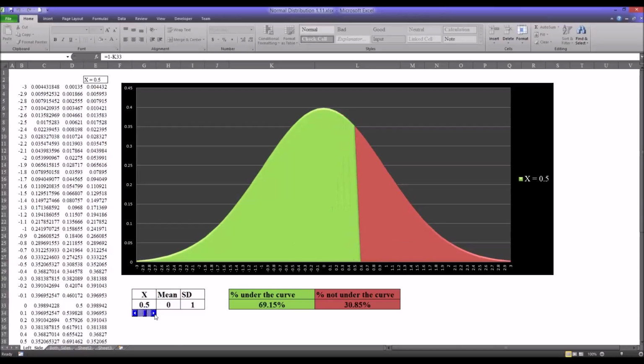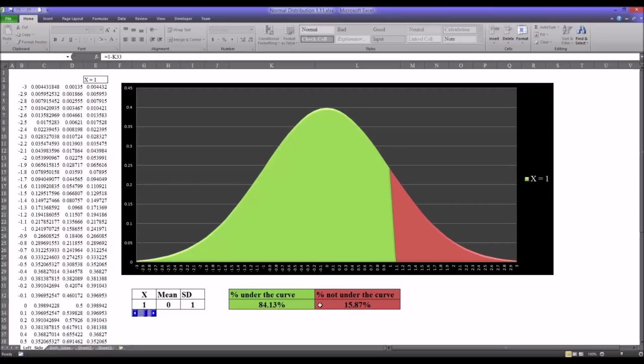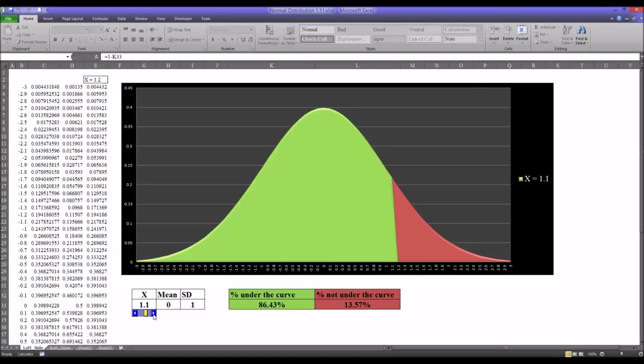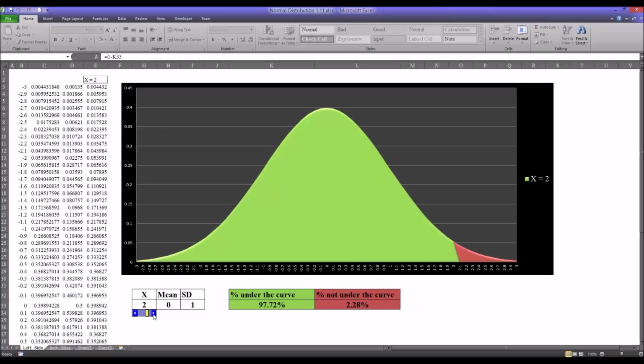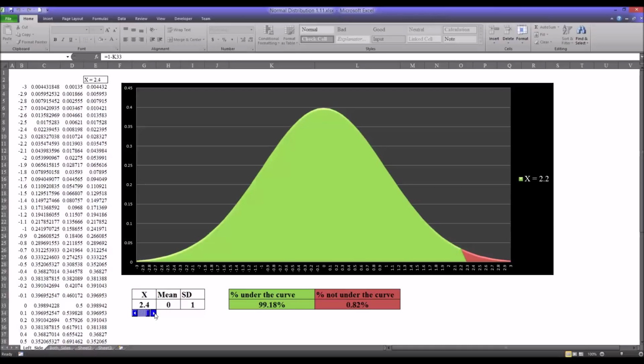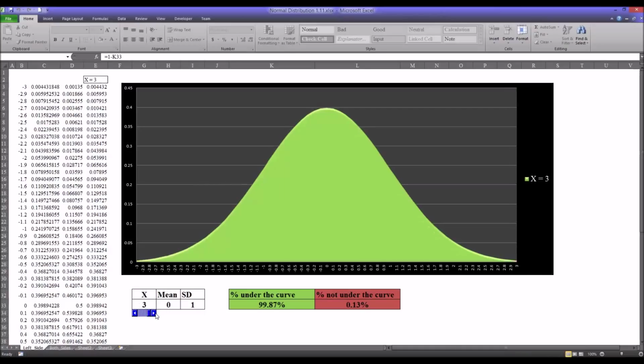Similarly, as we progress up toward a z of one, you can see the opposite of what we saw at z of -1. Now we have over 84% under the curve, and a little less than 16% not under, as we approach 2. See, the opposite of the negative 2. And then as we approach the maximum that I've set, which allows an observation of z-score 3, almost all the values are under the curve, and just a small amount not under the curve, right? So 99.87% under the curve, 0.13% not under the curve. And you can't even really see the red over there.